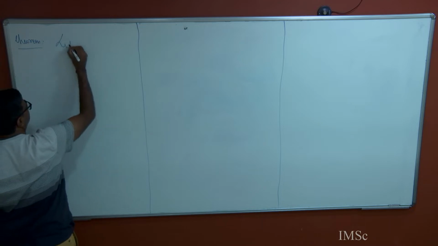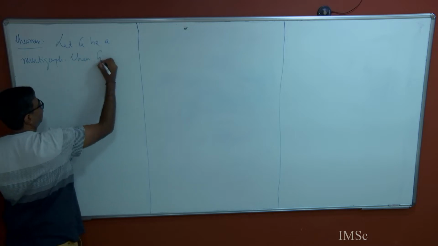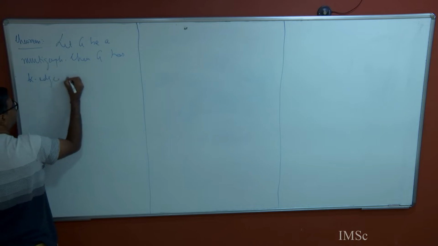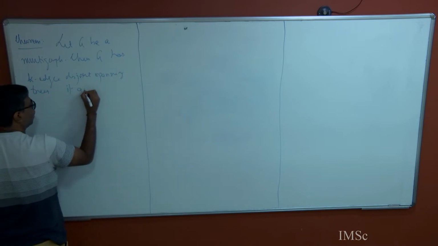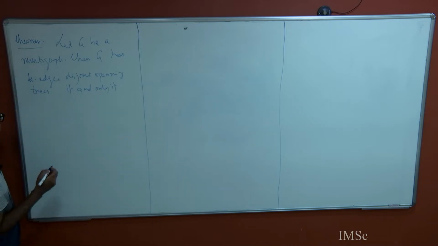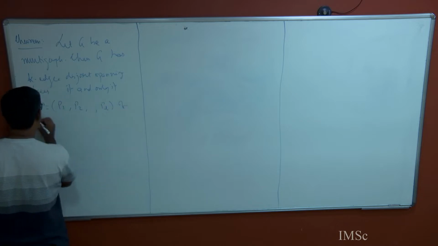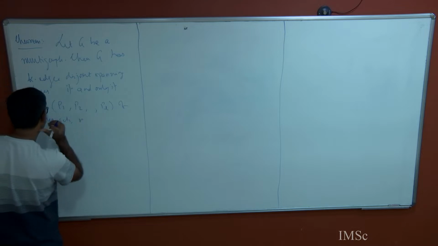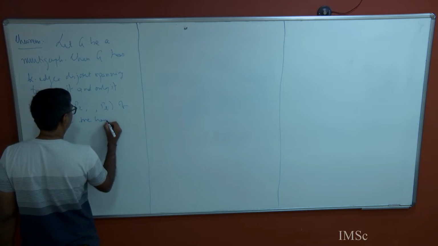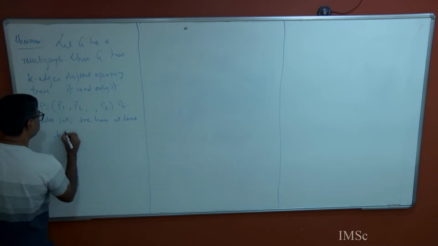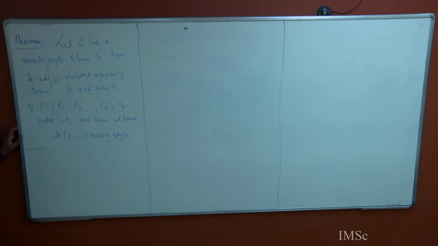we first wrote: let G be a multigraph, then G has k edge disjoint spanning trees if and only if for all partitions of vertex sets we have at least k times (L minus 1) crossing edges, right? So this was our packing theorem.